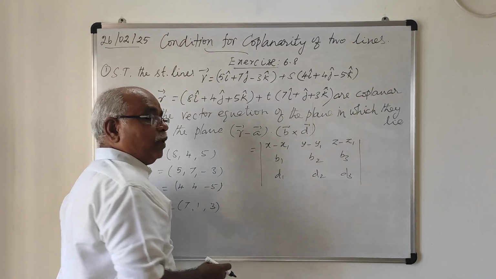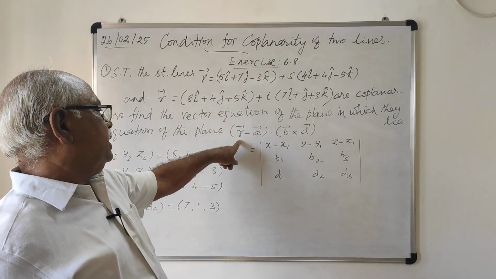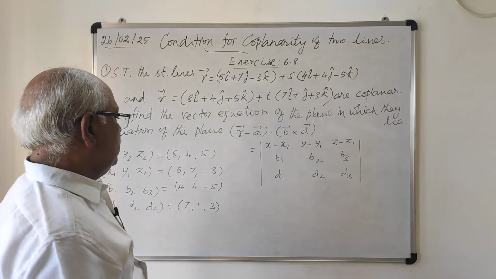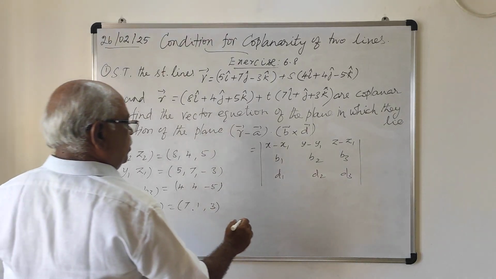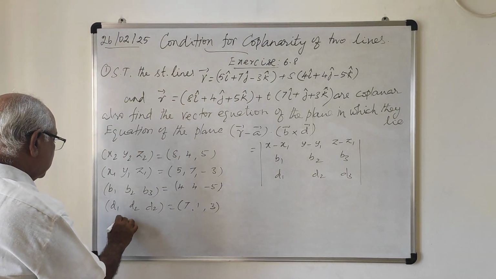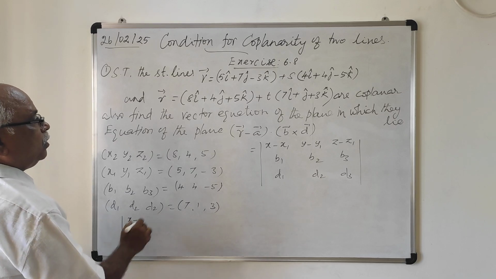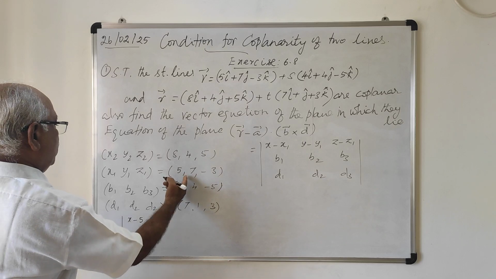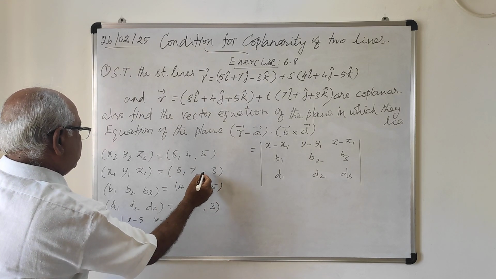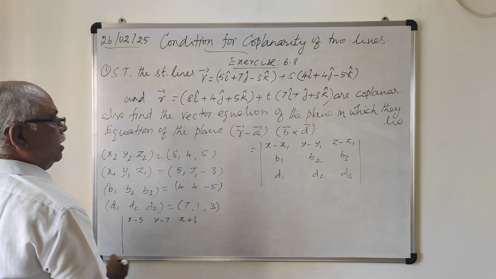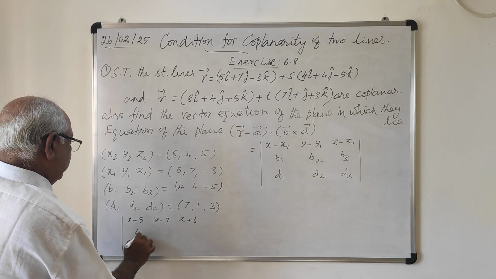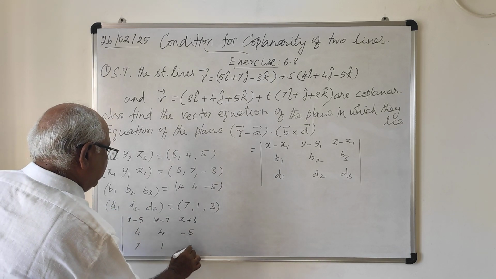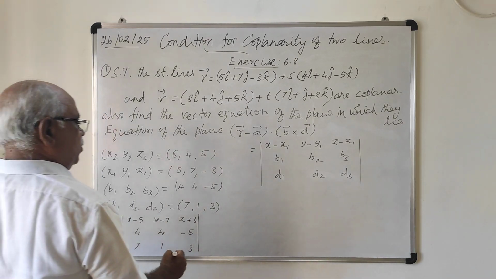R is x, y, z. R vector is xi plus yj plus zk. Therefore, r minus A is x minus x1, y minus y1, z minus z1. So what is that? We will see. x minus x1, x1 is 5. Y minus y1 is 7. Z minus z1 is plus 3. And b1, b2, b3 are 4, 4, minus 5. And d1, d2, d3 are 7, 1, 3. You have to expand this determinant, you will get the equation of the plane.